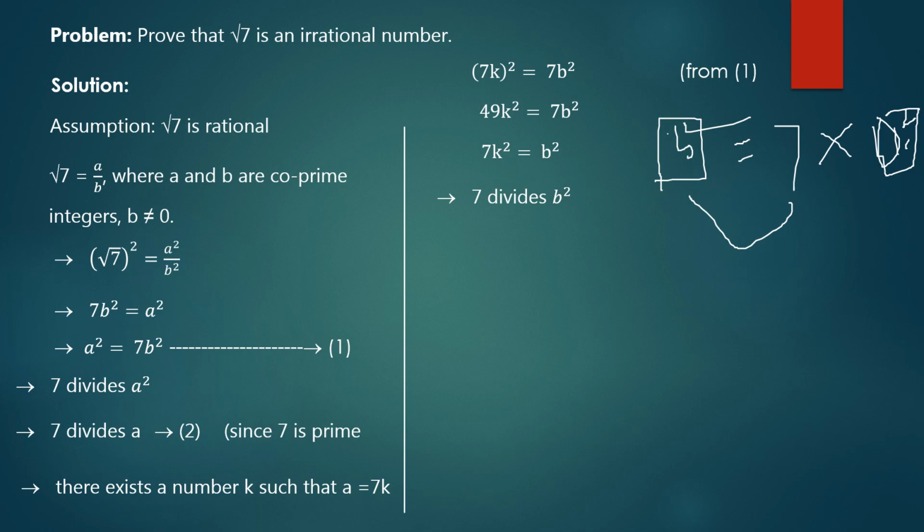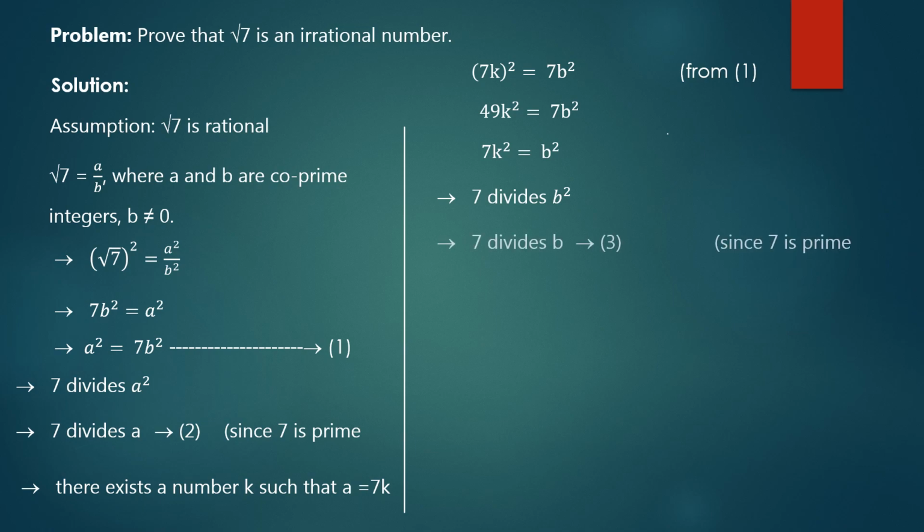7 divides b square means, as 7 is prime, by the remark we learnt in the previous slide, I can write 7 divides b. The reason here is 7 is prime. If 7 is not prime, we are not able to write this step. Now in the second point we have 7 divides a, and in the third we have 7 divides b. Therefore 7 divides both a and b. 7 divides a means 7 is a factor of a, and 7 divides b means 7 is a factor of b. From 2 and 3, 7 is a common factor for both a and b.